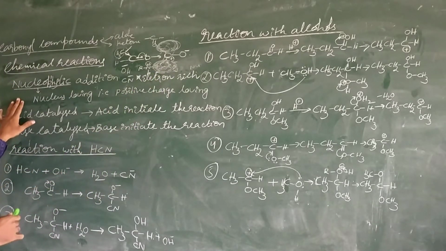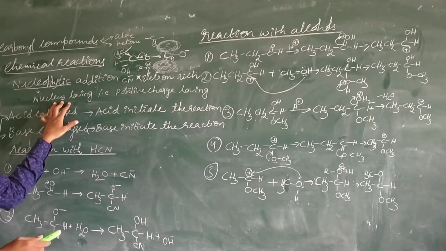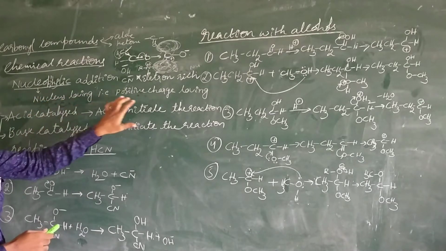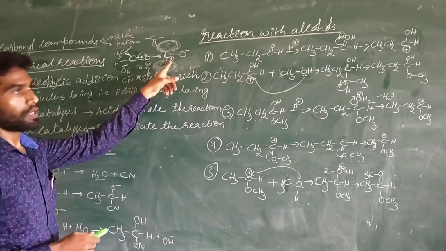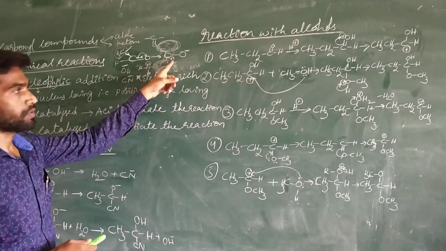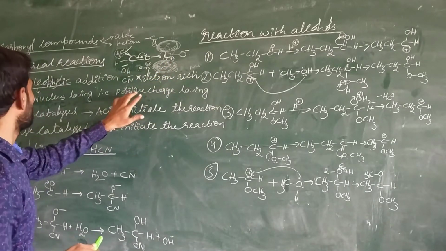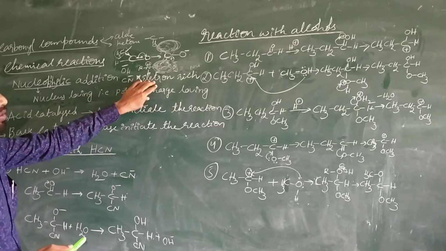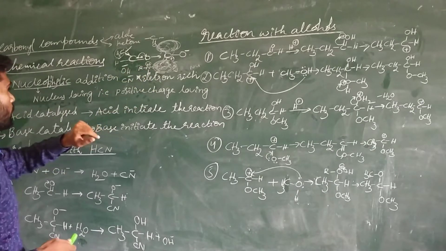Anyway, what is a nucleophile? Nucleophile is nothing but nucleus loving. Nucleus contains positive charge. Nucleophiles are positive charge lovers. So that's why here the carbon has positive charge, and the nucleophile loves this positive charge, and they are electron rich. Some nucleophiles are electron rich, and some nucleophiles, even though they are neutral, also act as nucleophiles, like ammonia.